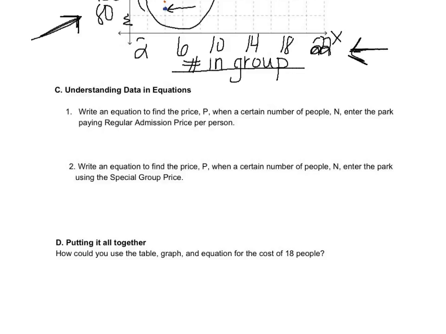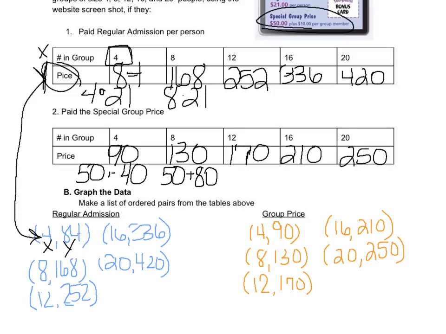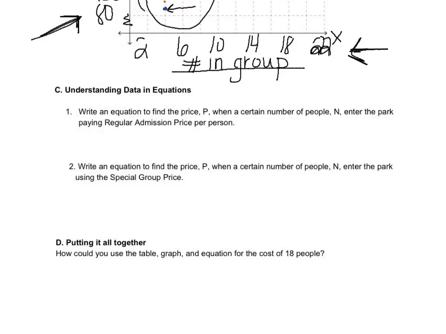All right, so question 1 asks to write an equation to find the price P, so that's the variable we're going to use, when a certain number of people, N, enter the park, paying regular admission per person. So that would be going back to this first table right here. They paid regular admission. And if you look at what we did, we took the number of people that entered the park and multiplied it by how much the park charged, which was $21. So we're going to do that here.